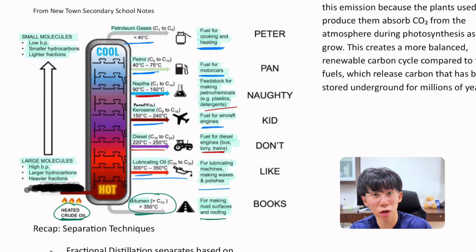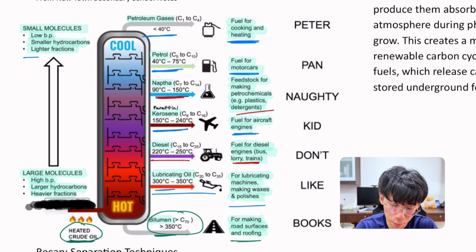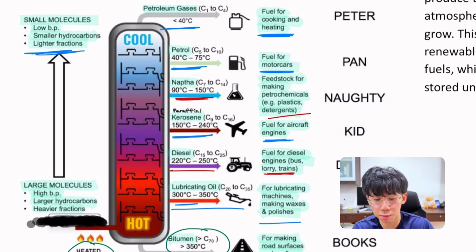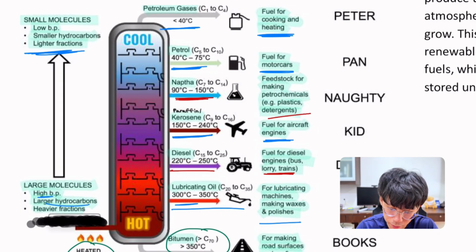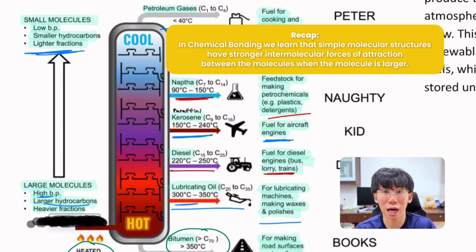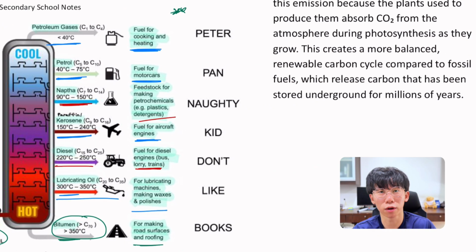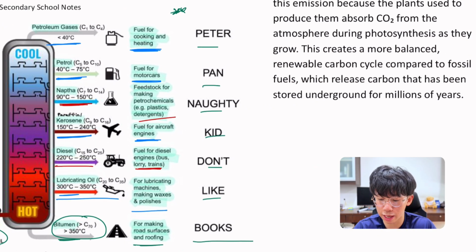As you can see, the smaller the molecules, the lower the boiling point, and they come in the lighter fractions. Whereas the larger molecules are all the way at the bottom. They have a higher boiling point because they are larger hydrocarbons. You do have to memorize this, so use the following phrase: Peter Pan, naughty kid, don't like books. That is how you memorize the components of fractional distillation for fuel.